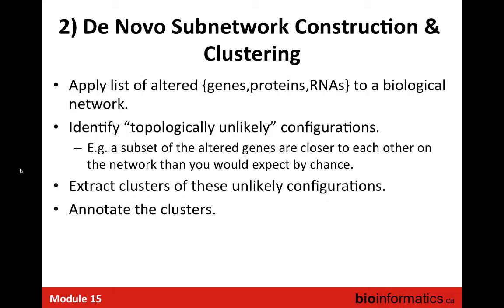So basically this idea of de novo subnetwork construction and clustering: we have a list of genes, proteins, or transcripts, and we're going to apply that to the network. We're going to identify topologically unlikely configurations. So basically a subset of genes that interact more closely with one another than you'd expect by chance. You can extract these unlikely configurations, and then you can annotate these clusters.